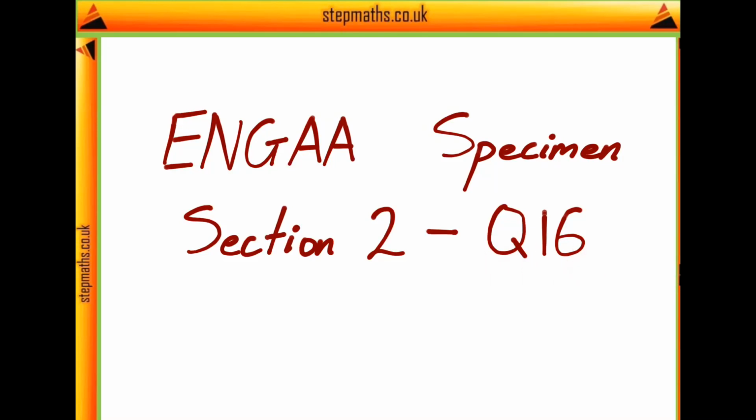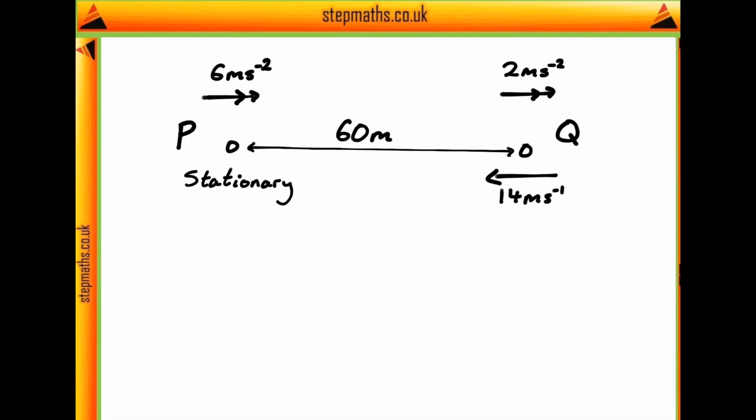Here we're going to look at question 16 from section 2 of the ENGAA specimen paper. In this question, we're told that we have two particles, P and Q, which are separated by an initial distance of 60 metres. Initially, P is stationary, but has an acceleration of 6 metres per second squared, which is in the direction of Q.